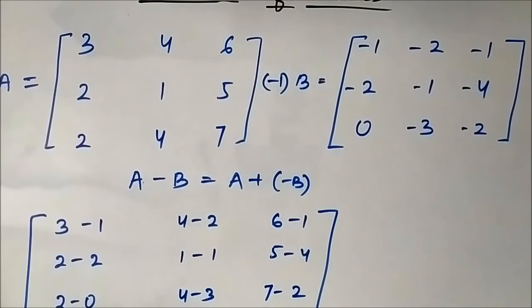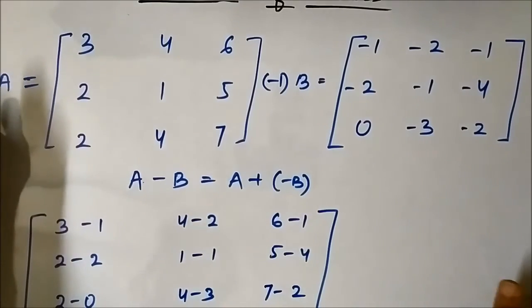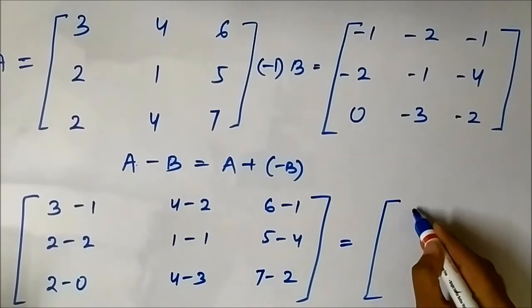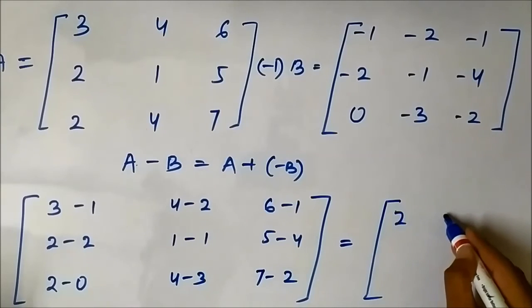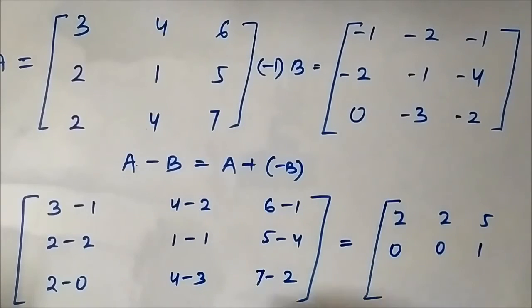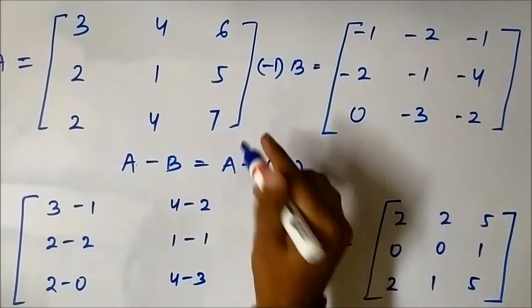Similar to matrix addition, the only difference is that here it is being subtracted. So this resultant matrix is 2, 2, 5, 0, 0, 1, 2, 1, 5. This is the result of the matrix subtraction process. So here is how we perform matrix subtraction element by element, term by term, on a 3 cross 3 matrix.